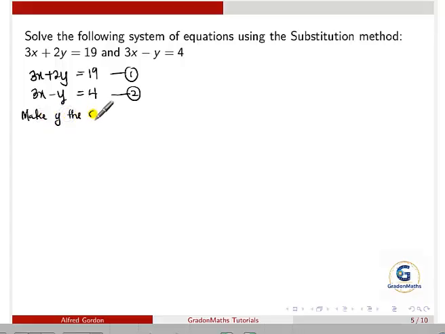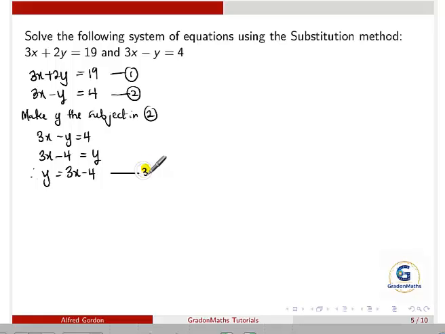So we make y the subject in equation 2. Equation 2 is 3x minus y is equal to 4. We are making y the subject, so we can write this as 3x minus 4 is equal to y. So here y has been made the subject, that is y is equal to 3x minus 4. Let's name this as our equation 3.